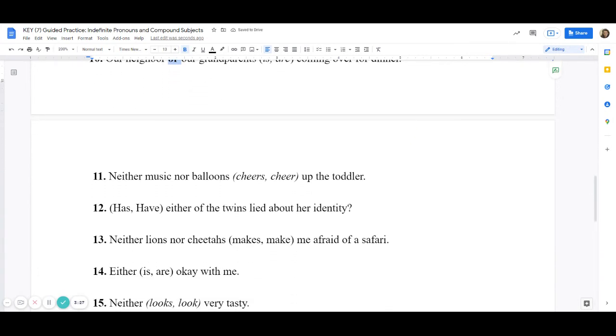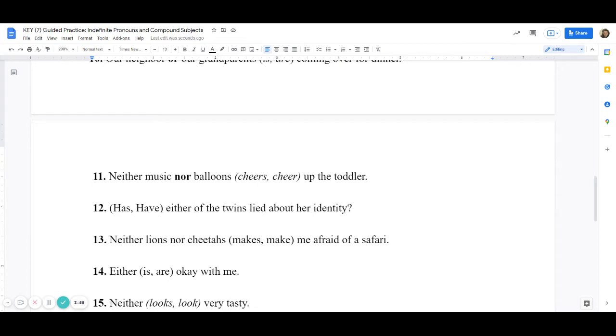Number 11, neither music nor balloons. Since we found a nor, we are going to bold that. Uh-oh, we haven't seen this. We are starting with a verb this time. Usually we're starting with either or neither. So in this case, we just look right after the verb. And here's my either. Is there an or with this? Either of the twins lied about her identity. No, there's not, which means there might be a prepositional phrase. Is there? Yes, there is.